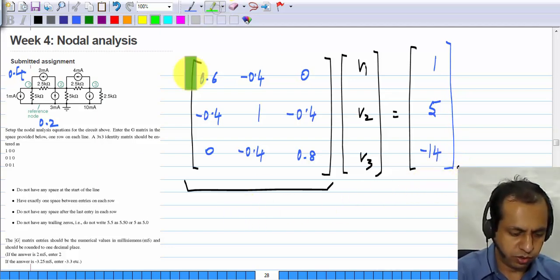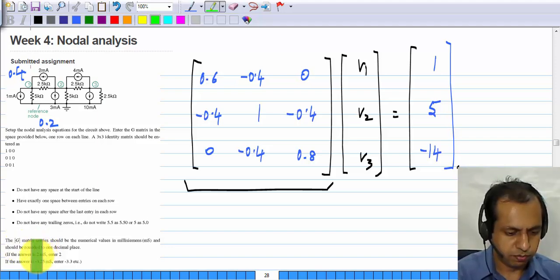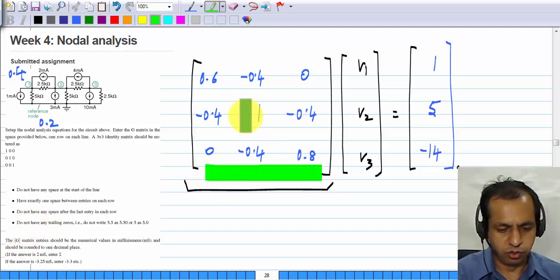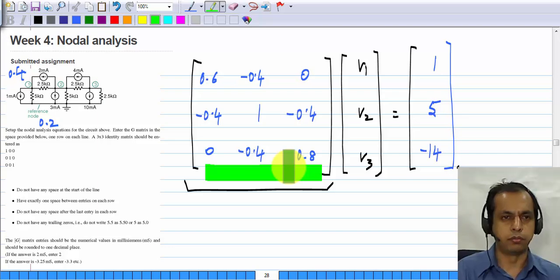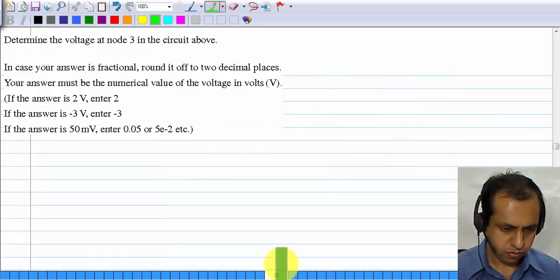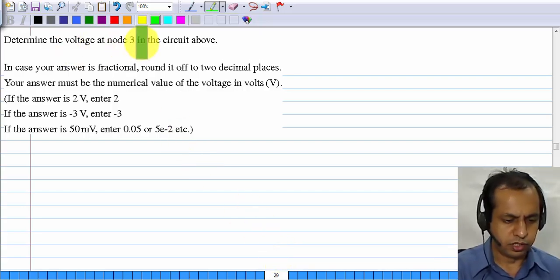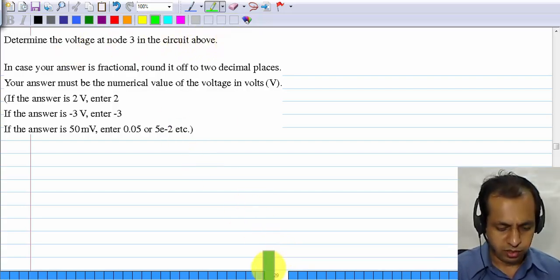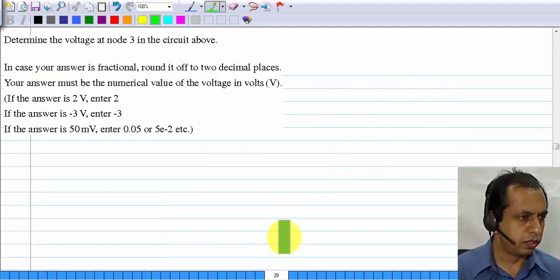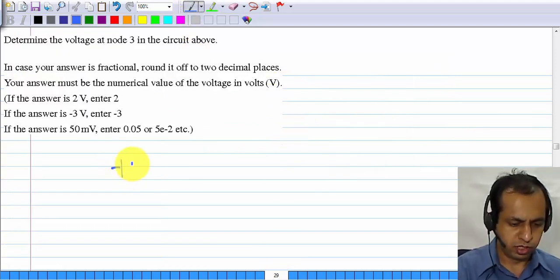In the first question you are asked only for the G matrix. So the answer is this one, and you have to write only these entries. And you are asked to find the voltage at node 3. That's very easy. All you have to do is invert this and multiply it with the source vector, and the answer turns out to be minus 18.75 volts.